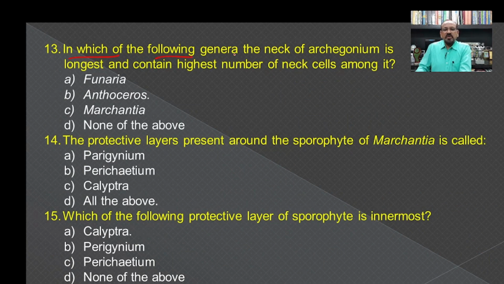In which of the following genera is the neck of the archegonium longest and contains the highest number of neck cells? If we compare the archegonia of Funaria, Anthoceros and Marchantia, then the maximum length of the neck of the archegonia is found in Anthoceros, and hence B will be the correct answer for this question.